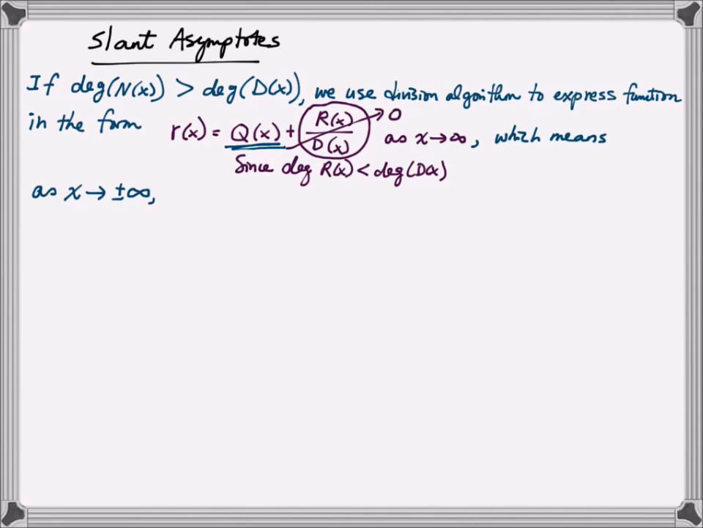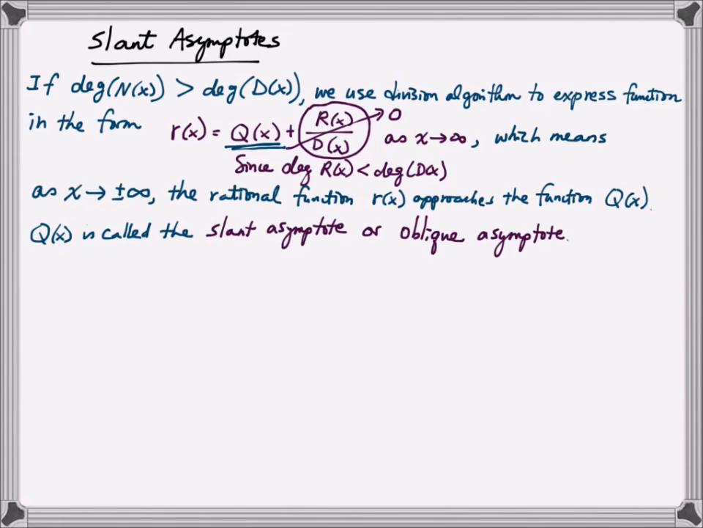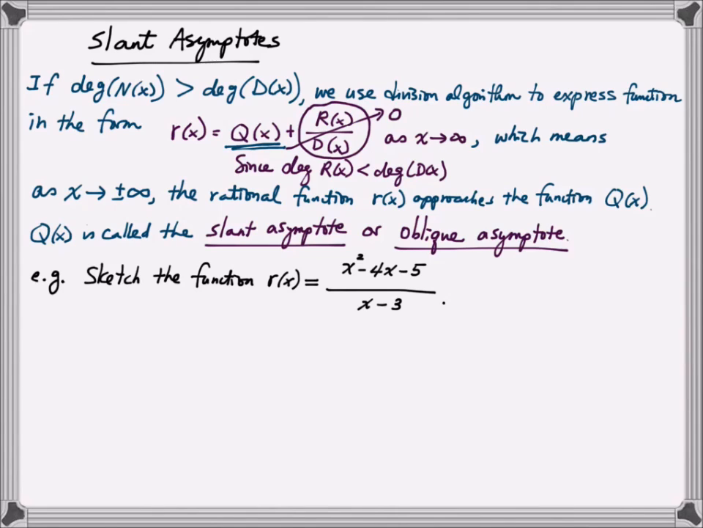This q of x function is called the slant asymptote. It's also known as the oblique asymptote, and the reason it's called a slant asymptote is because it's neither a horizontal line nor a vertical line. It's given by some function. This q of x could be a linear polynomial, a quadratic polynomial, or even a higher degree polynomial, we don't know. That's why it's typically a curve instead of a horizontal or vertical line. Let's look at an example next.